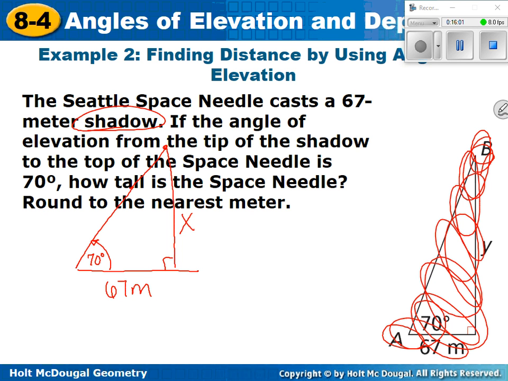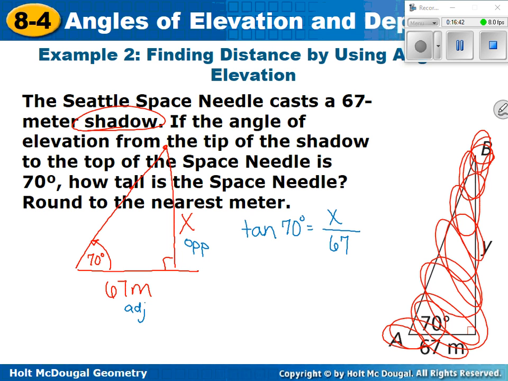Once you get your picture drawn, this is just what we've been doing. We're using SOHCAHTOA. So which two sides do we have here in our picture? Opposite and adjacent. Which one's the opposite? X. And this is the adjacent. So we go back to SOHCAHTOA. Which trig function uses opposite and adjacent? Tangent. So now we have tangent of what angle? 70 degrees equals what over what? So x over 67.